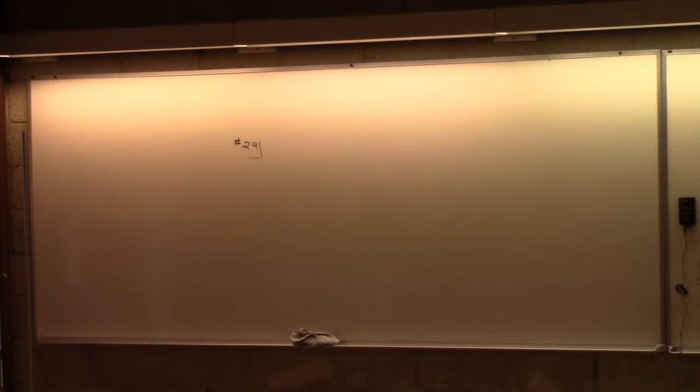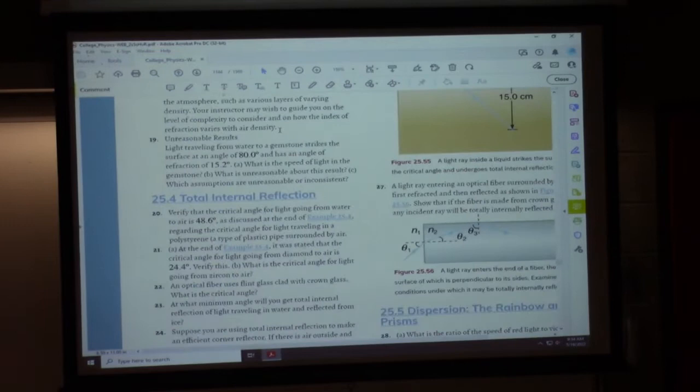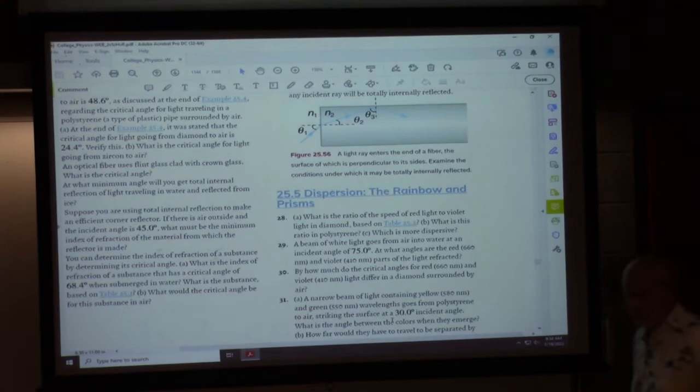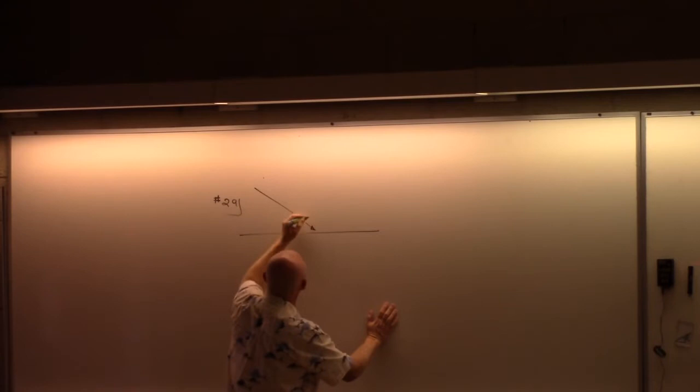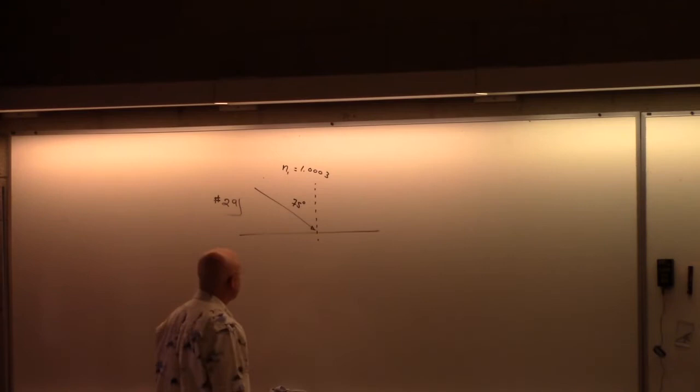Remember what it was? Let's go to 1142, 29 down here somewhere. And 29 says, a beam of white light goes from air into water at an incident angle of 75 degrees. What is the angle of the red light compared to the angle of the violet light? Okay, so coming over here, I would say here comes the white light, and the angle's pretty big. It's 75 degrees, starting in the air, so the index is 1.0003. It's at an angle of 75 degrees.